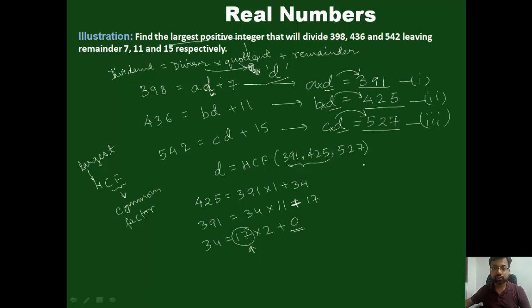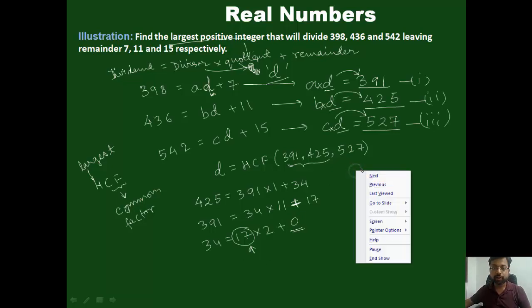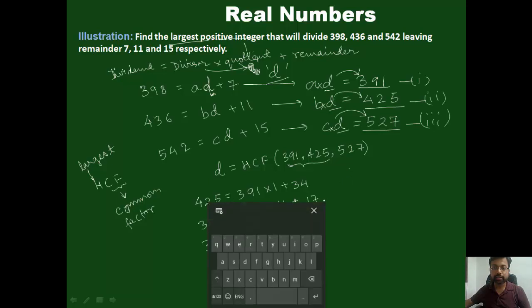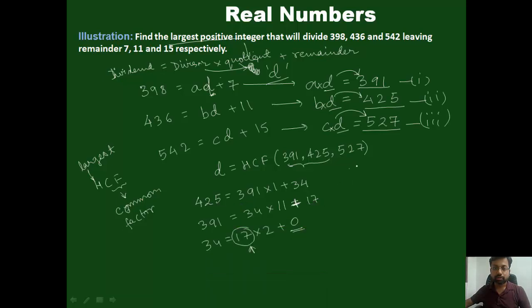Now what do you do next? You take the HCF of 527 and 17, which is the HCF in the previous case. So you have 527, 17 here. You have 31 and the remainder in the first step itself is 0, which means the divisor, which is 17, becomes the HCF of 527 and 17. Hence D, which is the HCF of these three numbers, will be equal to 17.